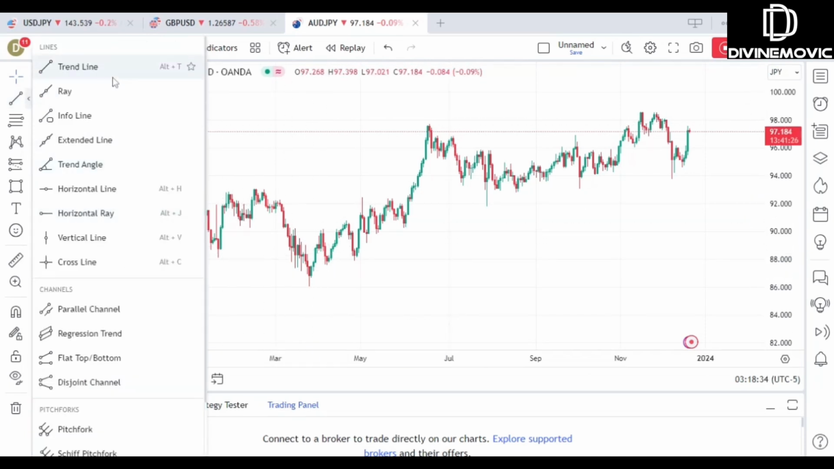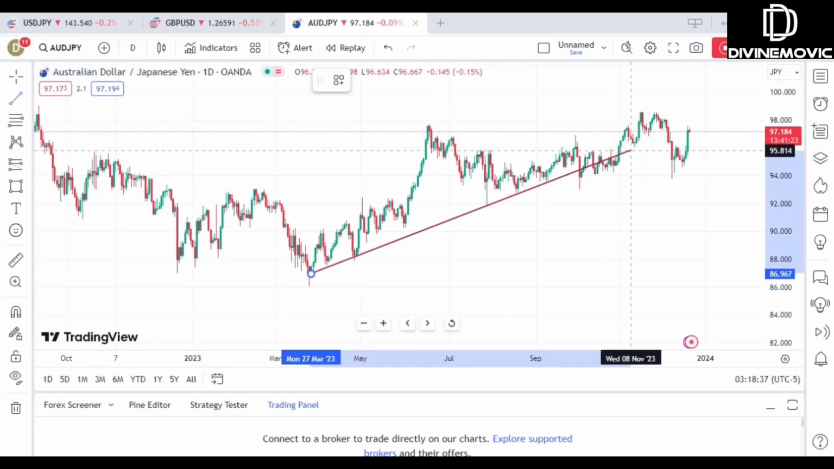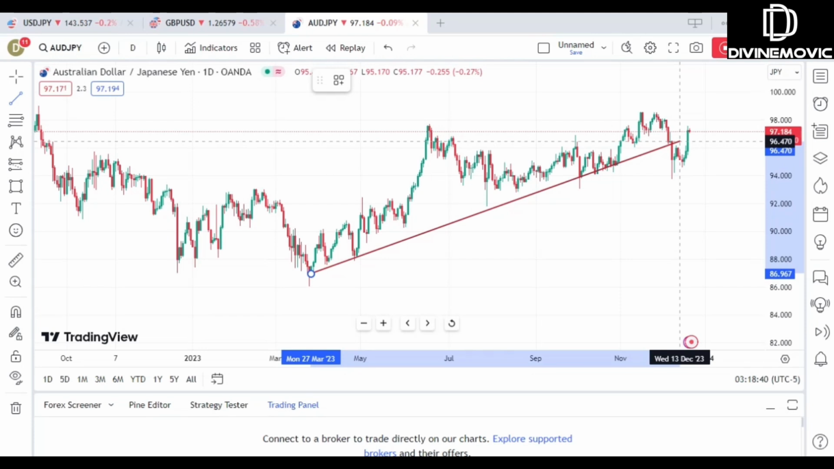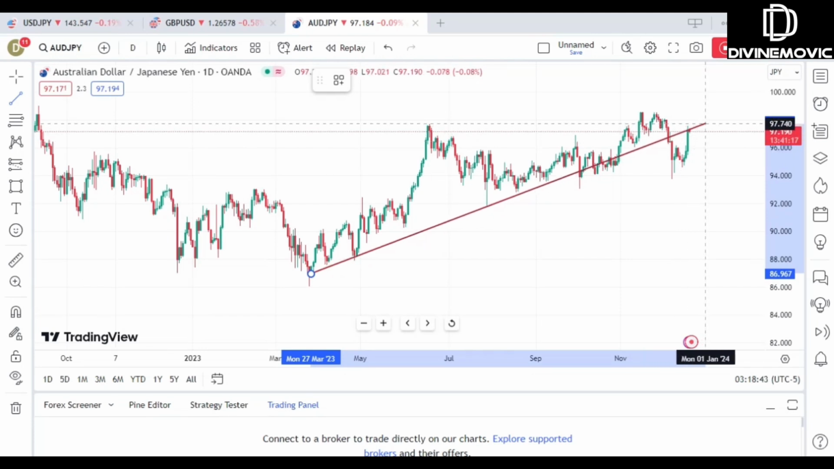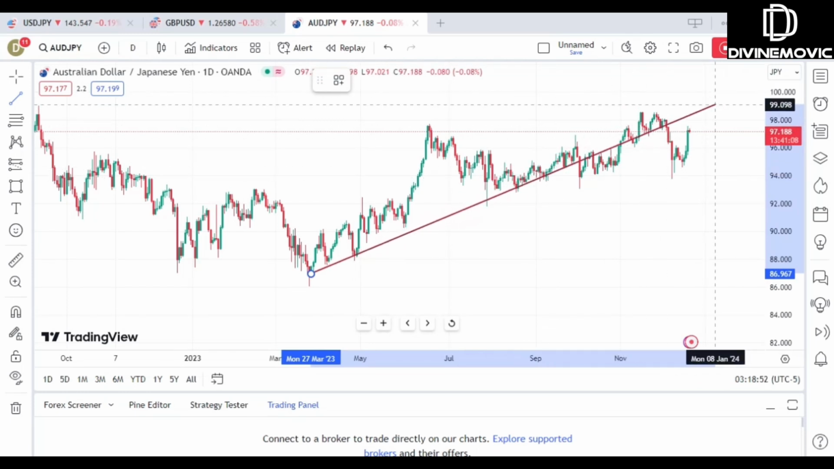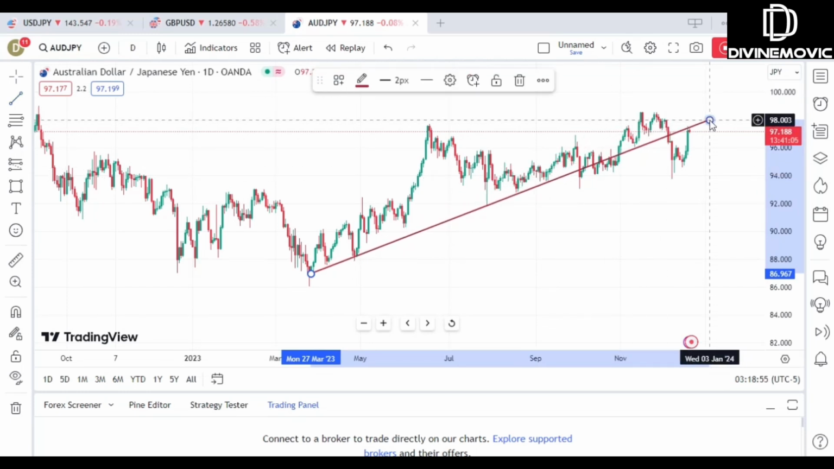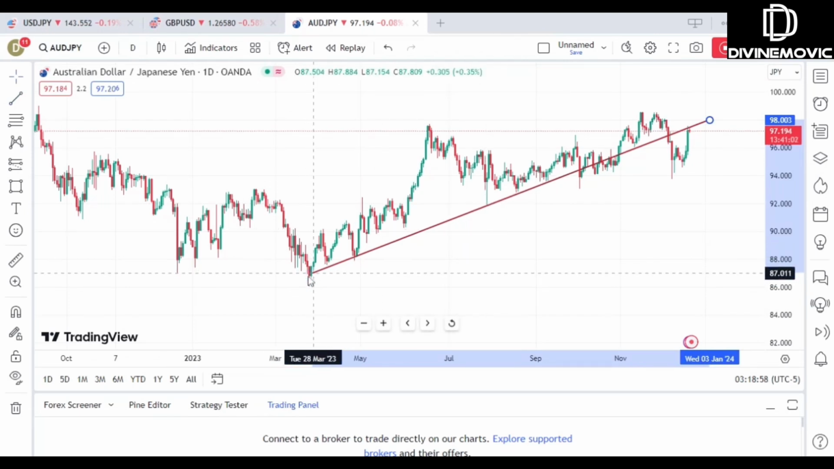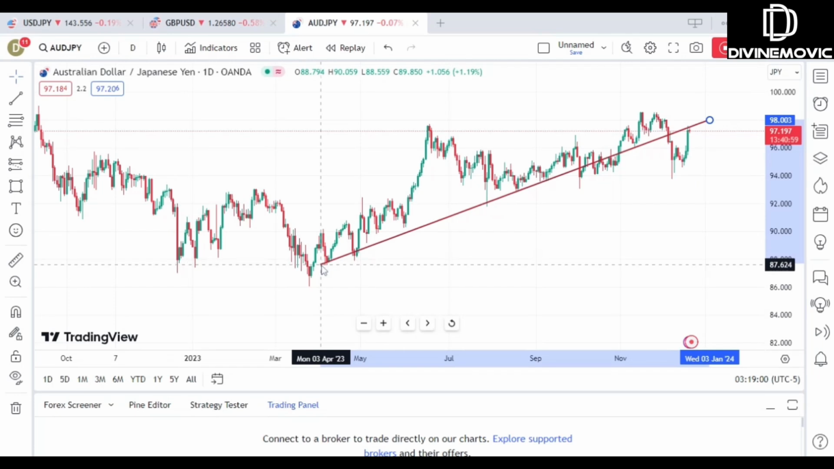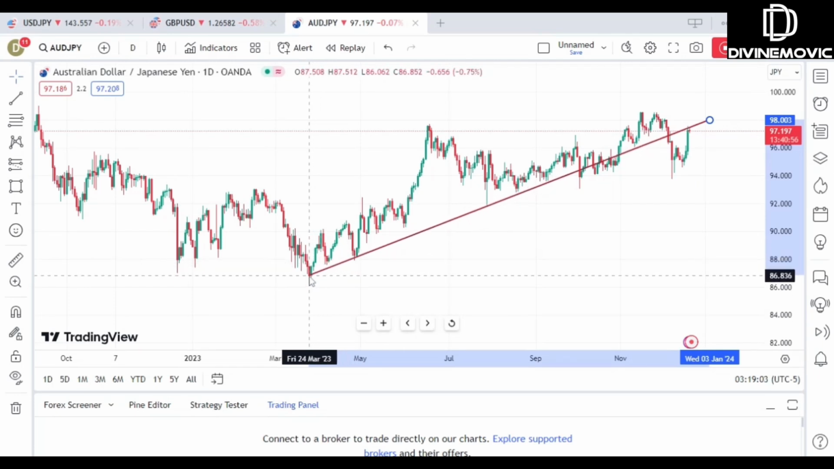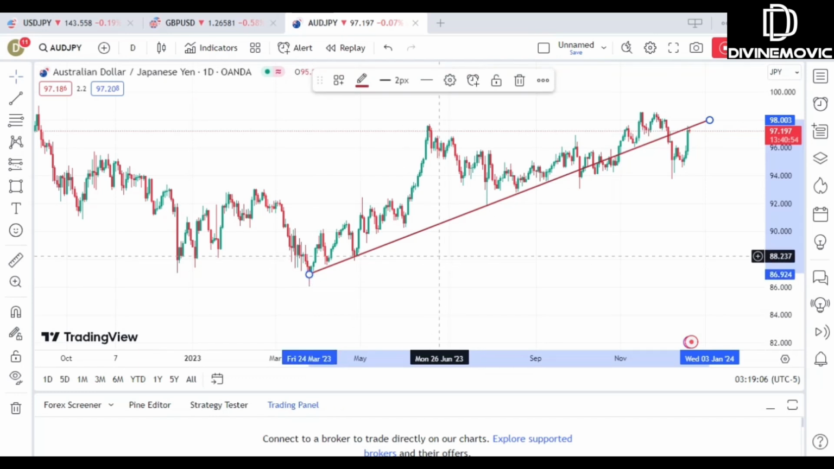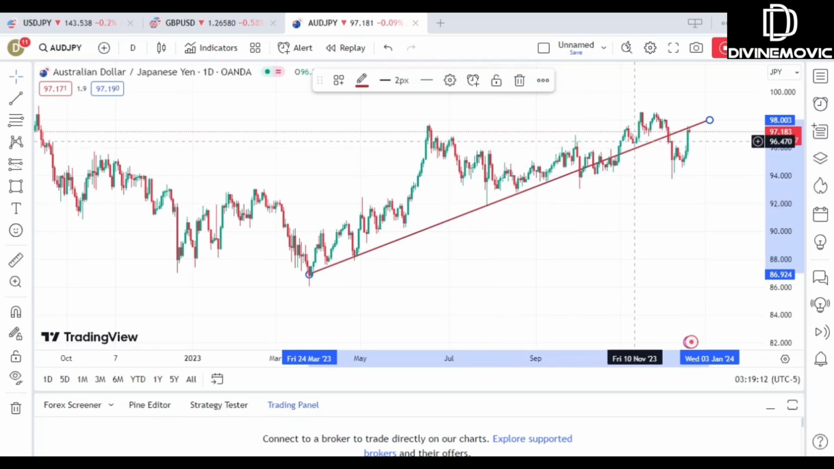Now, if I'm to draw my trend line to this, I'm trying to get as many touches as possible, because what makes a valid trend line is the ability to have plenty of touches. Now, if I have to count how many touches I've seen here, I've seen one touch, two, three, four, five, six. So this one is a valid trend line for me because it has plenty of touches.